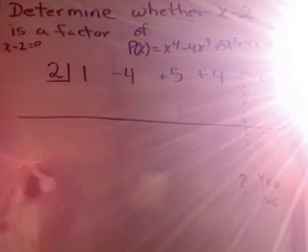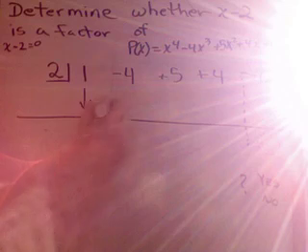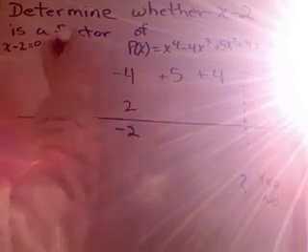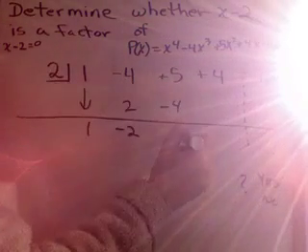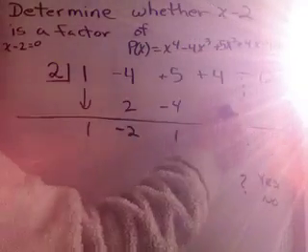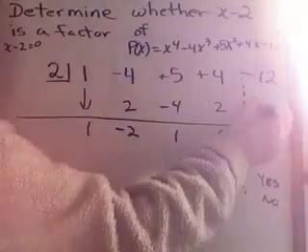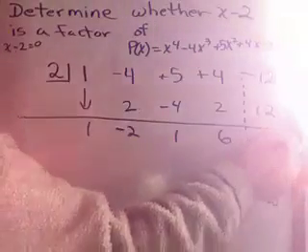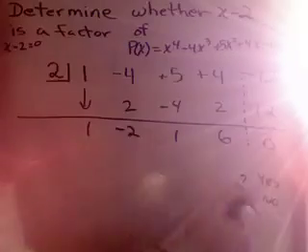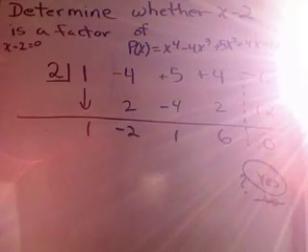Right? Let's figure it out. Here we go. Bring down the 1. 2 times 1 is 2. Add. Negative 2. 2 times negative 2, negative 4. Add. Whoops. 2 times 1, 2. Add. 6. 2 times 6, 12. Add. 0. So, no remainder. Is that a factor? Yes, it is. So, there's how you do the next section.